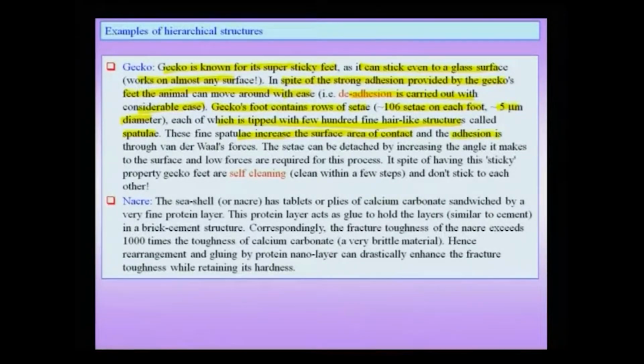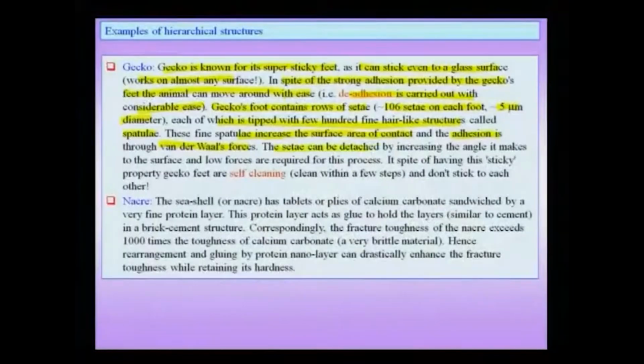The adhesion is through van der Waals forces, and as we know, van der Waals forces are weak forces. They are not like covalent bonding, they are not like ionic bonding, but in spite of the fact that we are dealing with van der Waals bonds, as the surface area has been increased considerably, the overall bond strength is very good. The setae can be detached by increasing the angle they make with the surface, and low forces are required in this process. This is what gives it this considerable ease of de-adhesion. The seta sits here, and now, suppose I increase my angle of contact, it can come off.